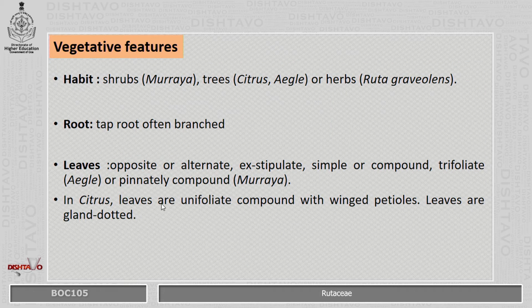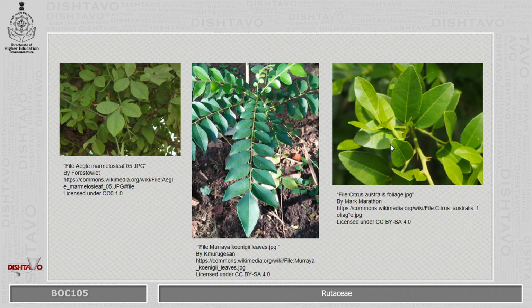In citrus, the leaves are unifoliate compound and they show this winged petioles, and often the leaves show this gland dotted character. So here you can see in this picture the Citrus aurantifolia leaf, they are showing this winged petiole and leaves are showing gland dotted character.